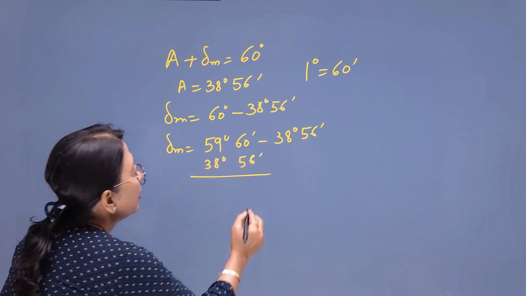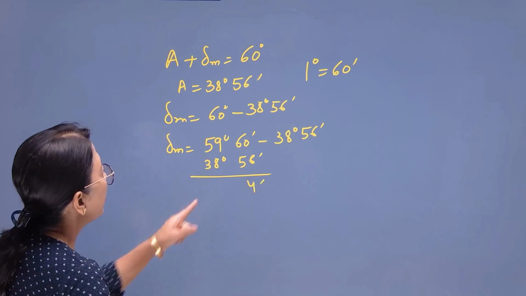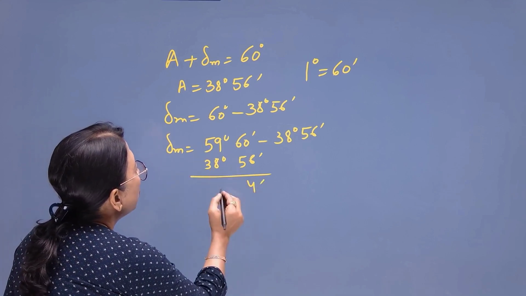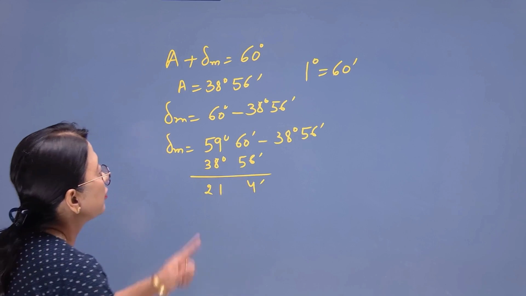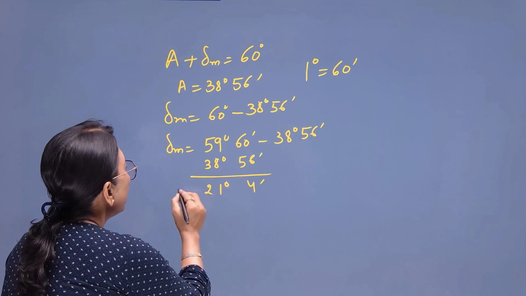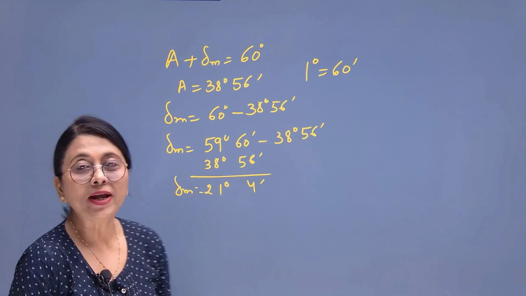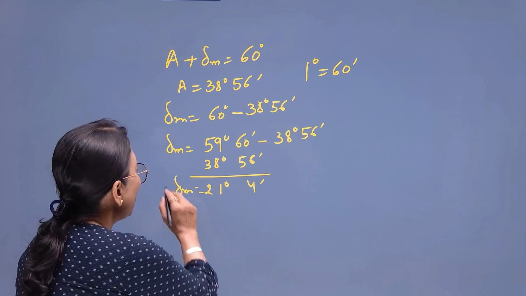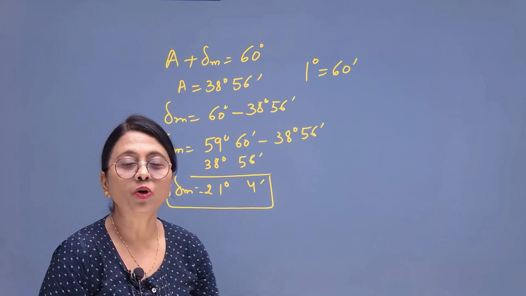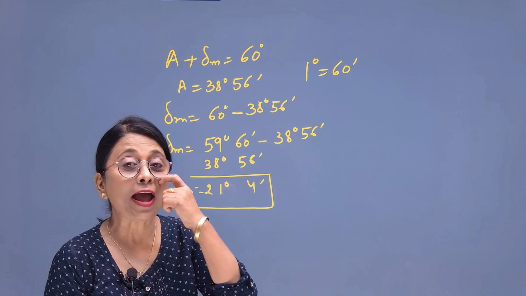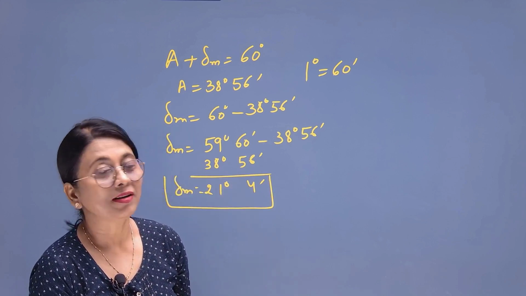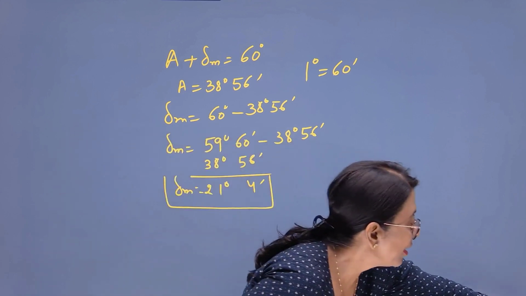यहाँ माइनस करते हैं, how much we get, this is your 4 minute, यहाँ माइनस करिए, this will come out as 1 and this is your 2. So this will be your 21 degree. So we got the value of delta m is how much? 21 degree 4 minutes. So we got the answer for delta m also. So दोनों answer मिल गए. A भी मिल गया and delta m also we have got. Correct? So now we do the next question.